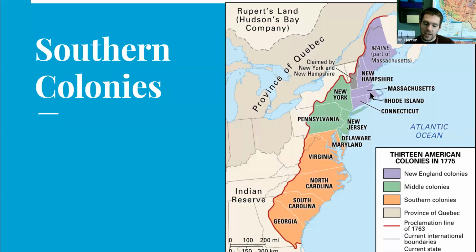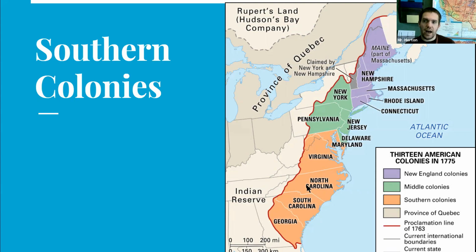All right, so here we go. Our southern colonies. We've already talked about the New England colonies, which are up here in the northeast portion of the United States. Our New England colonies were New Hampshire, Massachusetts, Rhode Island, and Connecticut. And then you have our middle colonies here, the breadbasket colonies. They were New York, Pennsylvania, New Jersey, and Delaware. They're right in the middle. And then today we're covering our southern colonies.